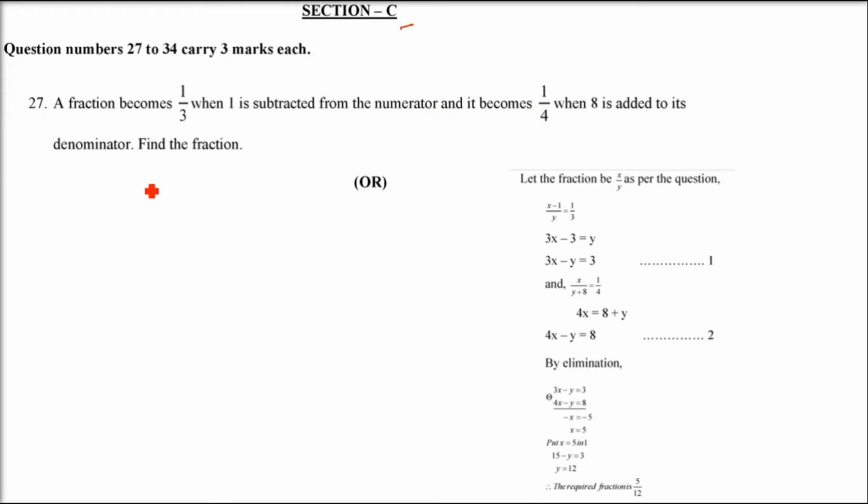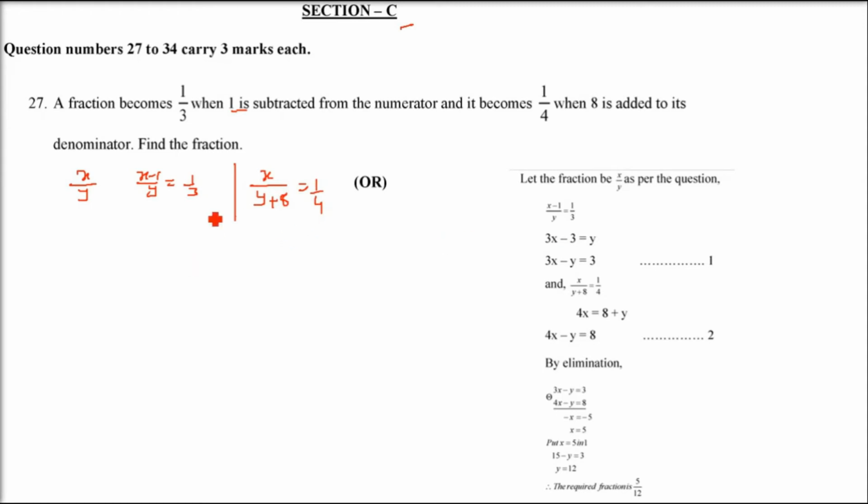So what does a fraction mean? It's x by y or p by q form. So let us write x by y form, and the first thing given is a fraction becomes 1 by 3 when 1 is subtracted from the numerator. X is the numerator, so let us subtract 1 from here, and x minus 1 by y will be 1 by 3. The second condition given is that it becomes 1 by 4 when 8 is added to its denominator. So y is the denominator, let's add 8 here, and this will become 1 by 4.